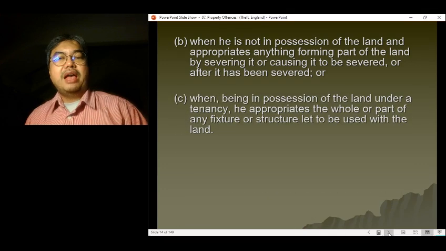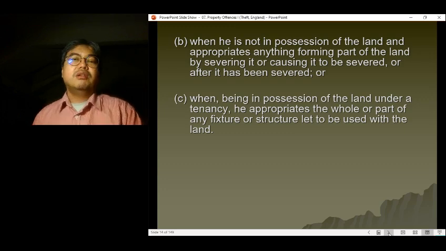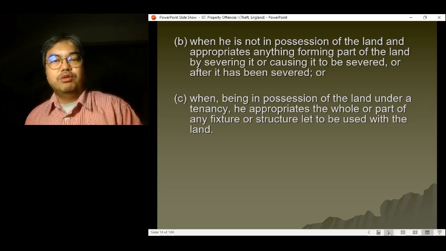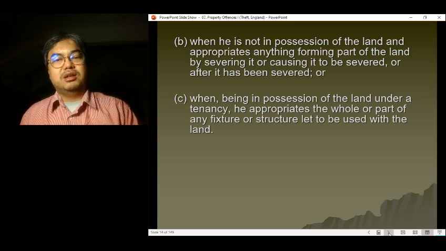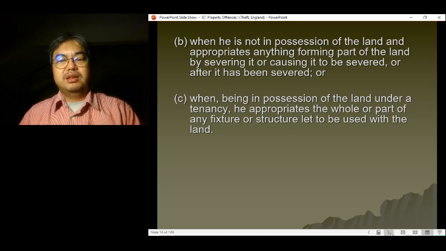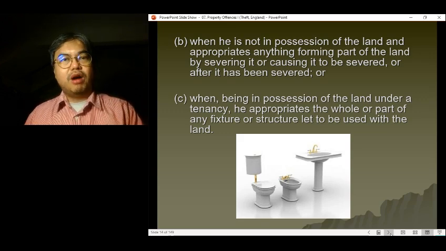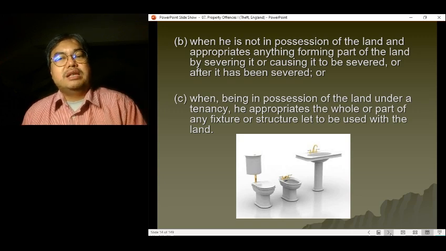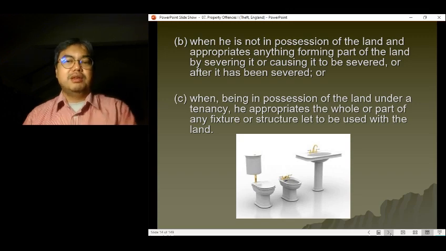And C, when being in possession of a land under tenancy, so this may apply to some of you if you go to the UK, he appropriates the whole or part of any fixture or structure let to be used with the land. So what are considered to be fixtures or structures? You're in possession of it as a tenant, and then you appropriate it, either in whole or just part of any fixture or structure that is let to be used with the land. Then it can be considered to be theft.